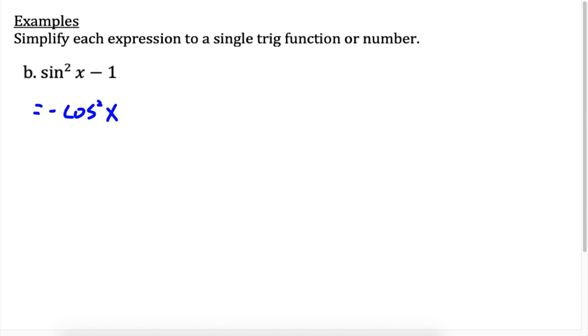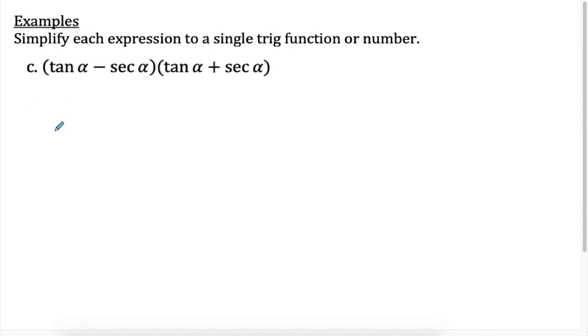All right, let's do a few more here. So here we've got a multiplication problem. Well, let's start by multiplying this out. We'll FOIL this out. So tangent of alpha times tangent of alpha would be tangent squared of alpha. Then tangent of alpha times secant would be just plus tangent times secant. Then minus secant times tangent.